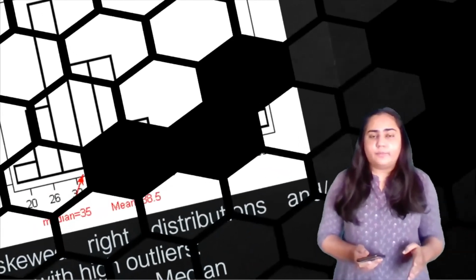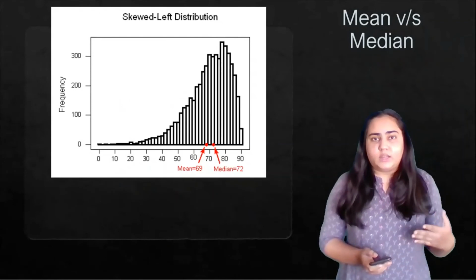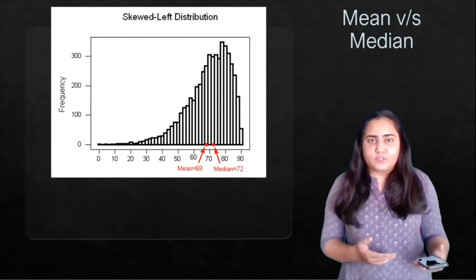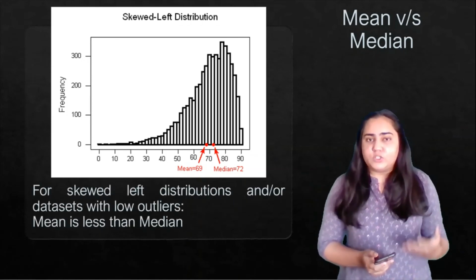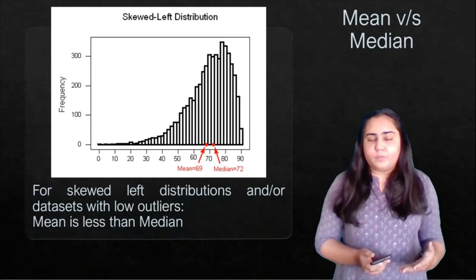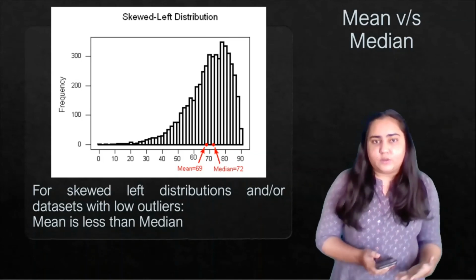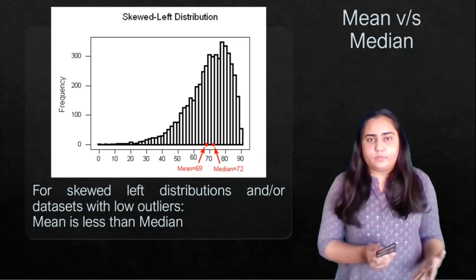Another example is a distribution that is skewed left. So it is flat on the left side, but it is rising towards the right-hand side. For such a skewed left distribution and a data set with fewer outliers, the mean is less than the median.